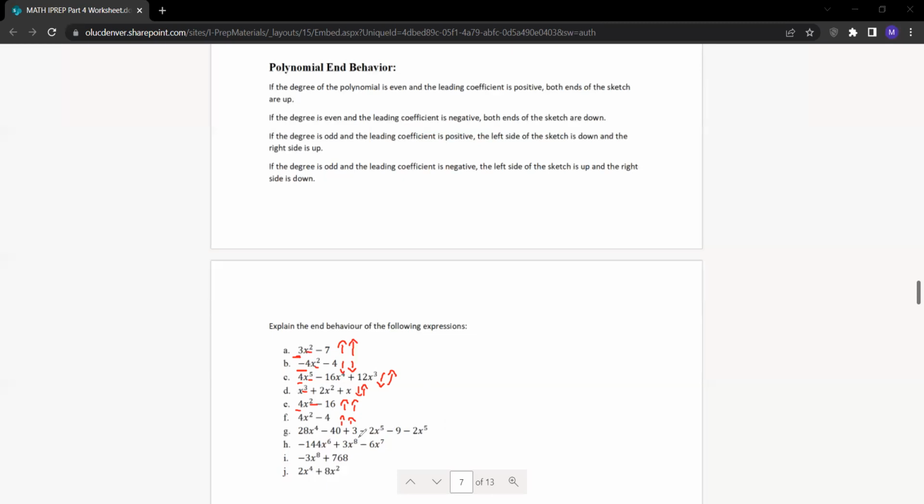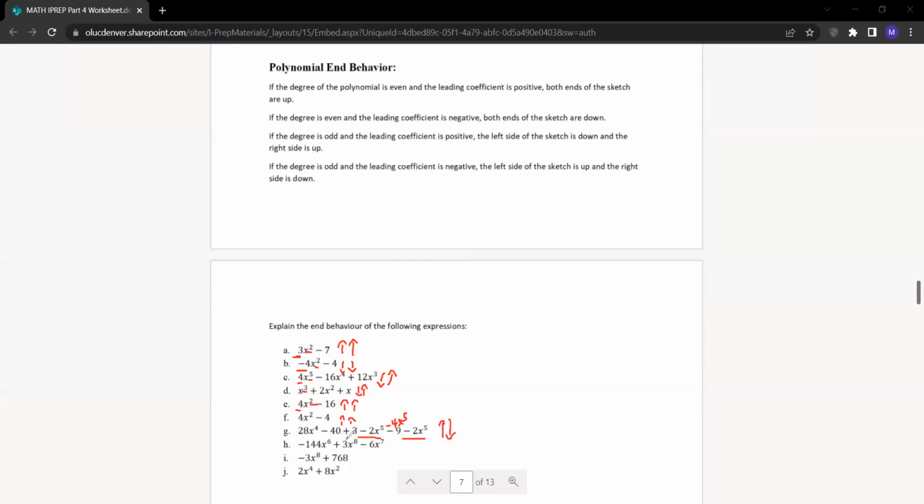Next, we have 28x to the 4th minus 40 plus 3 minus 2x to the 5th minus 9 minus 2x to the 5th. So here we have to combine like terms, right? So we have negative 2x to the 5th. We combine those, we get negative 4x to the 5th. And then we can see what we're working with. So we have an odd degree and a negative coefficient. So the left side will be up and the right side will be down.